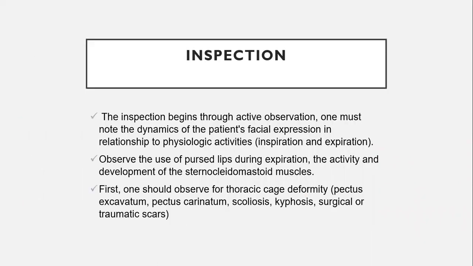The inspection begins through active observation. One should note the dynamics of the patient's facial expression when he's talking or when he's inspiring or exhaling. Observe the use of pursed lips during the expiration and the activity of the sternomastoid muscles, because when you note the development of the sternomastoid muscle, there is a problem. First, one should observe the thoracic deformity, like kyphosis, surgical or traumatic scars.